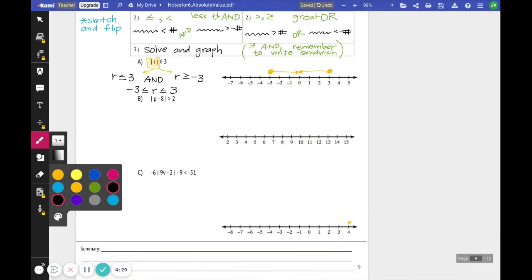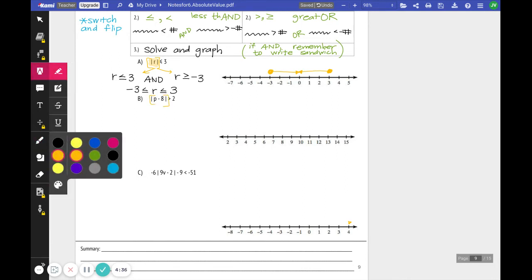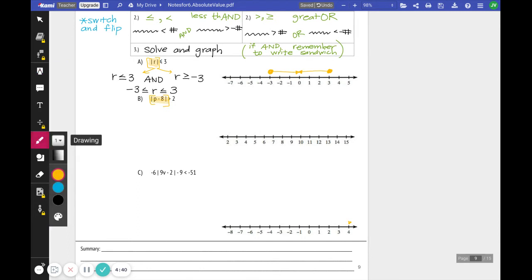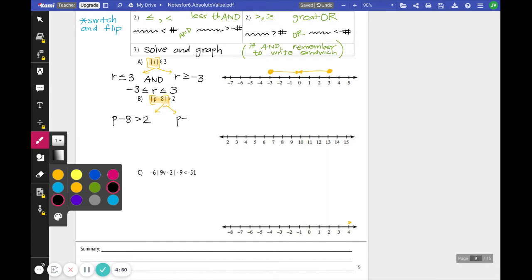Let's look at the next one. Check to see: is your absolute value alone? Yep, totally alone. Nothing else is on that side. I'm ready to use what's inside there and unlock my absolute value. When I unlock it, for that p minus 8 on the inside, the first inequality is that it's greater than 2. The second inequality is that it's less than. Switch and flip. Now we can solve both parts.